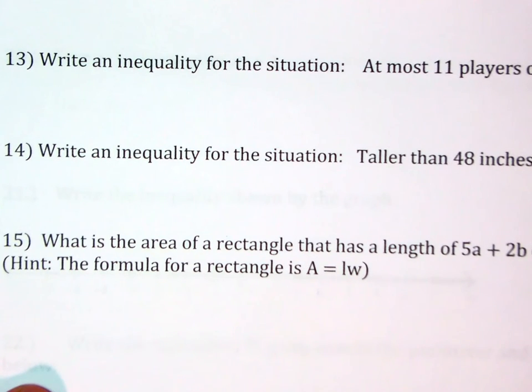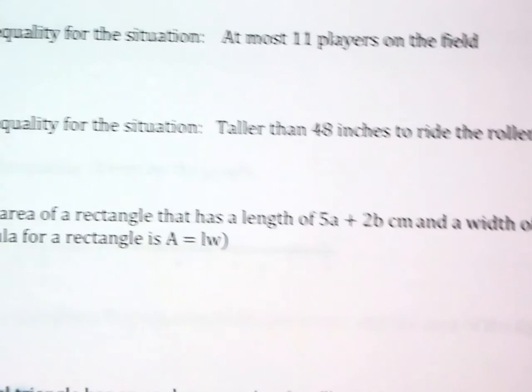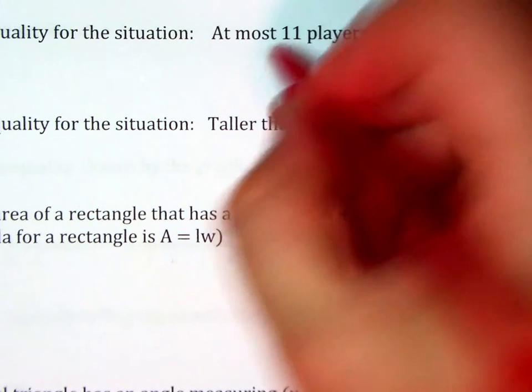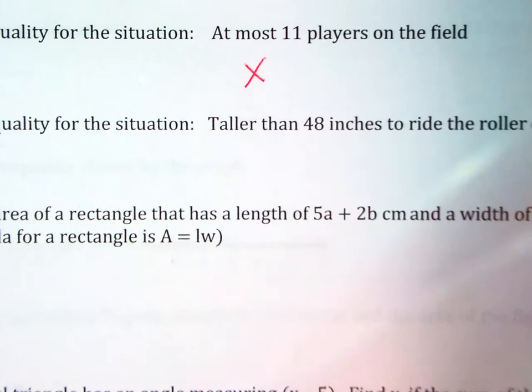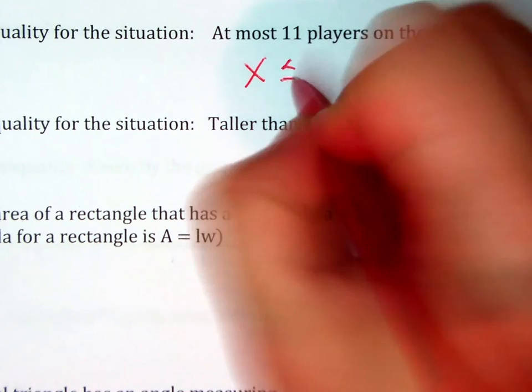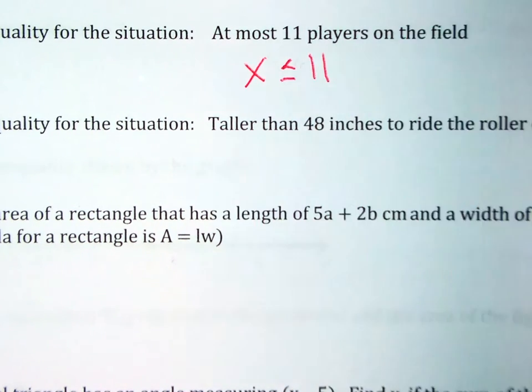Next set of problems asks to write an inequality for the situation. At most, 11 players on the field. So I have an inequality: x has got to be less than, but it could also be equal to, 11 players.